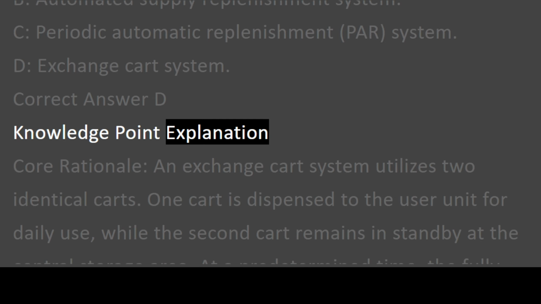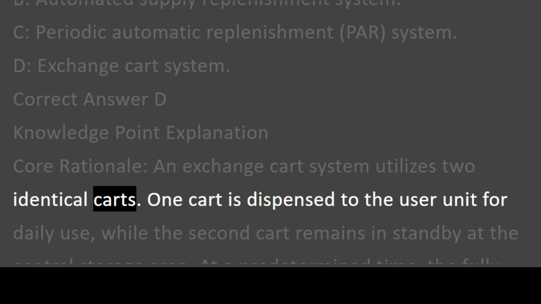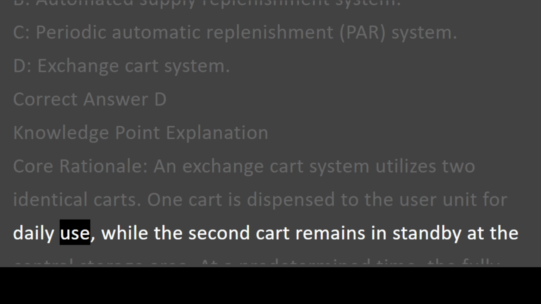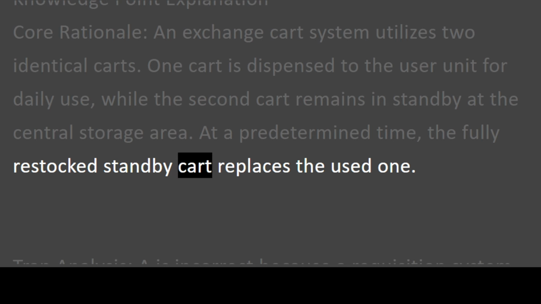Knowledge point explanation. Core rationale. An exchange cart system utilizes two identical carts. One cart is dispensed to the user unit for daily use, while the second cart remains in standby at the central storage area. At a predetermined time, the fully restocked standby cart replaces the used one.